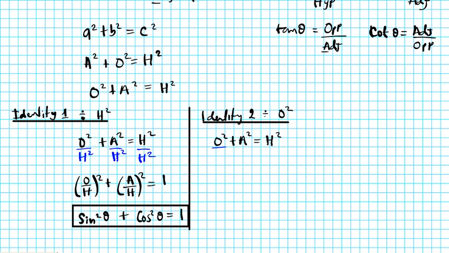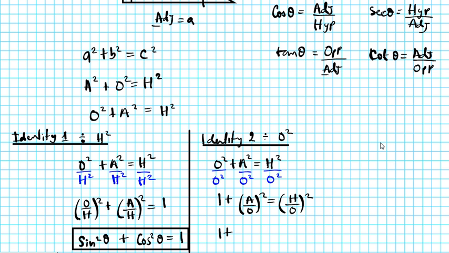So divide this by O squared, and this by O squared. Alright, what does that give me? That gives me 1 plus A over O squared equals H over O squared. Let me just bring this 1 down. What's adjacent over opposite? Adjacent over opposite is cotangent. That's what adjacent over opposite is.